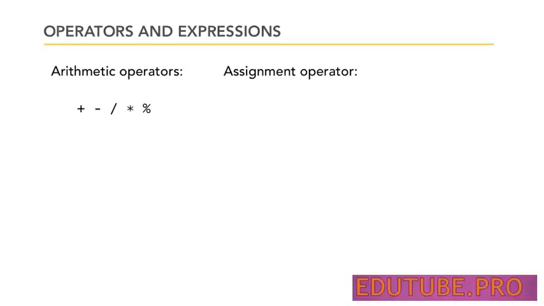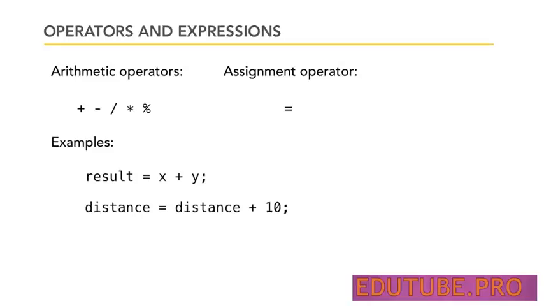There's also the assignment operator. The assignment operator is the equals sign. So, take an example. If we had two variables, x and y, and we wanted to add them together using the plus operator or the addition operator, we could then take the result of that expression and assign it to a third variable called result using the equal sign.